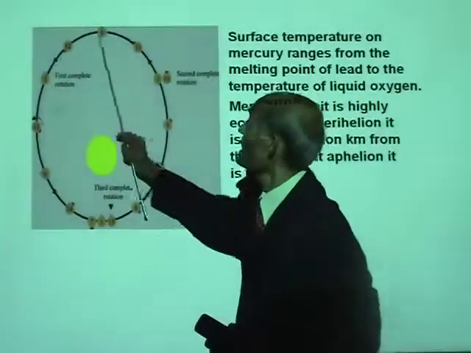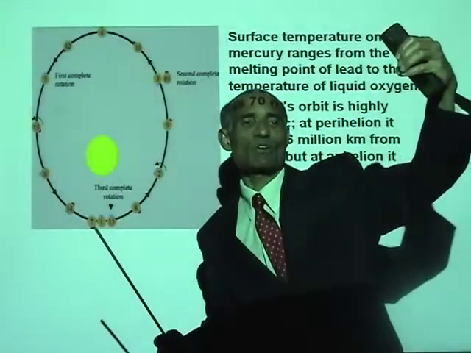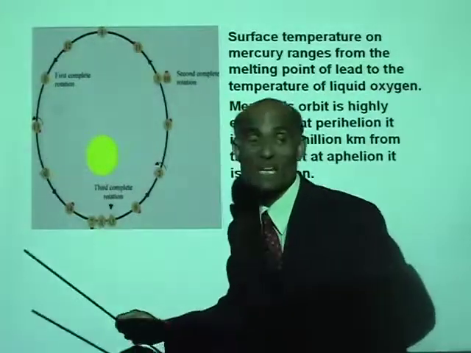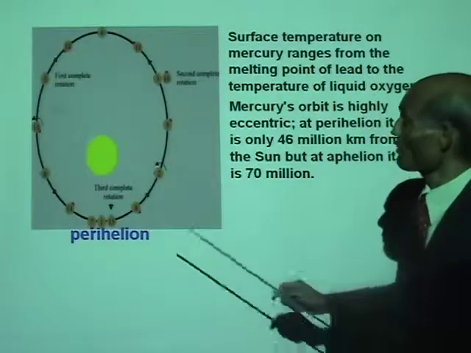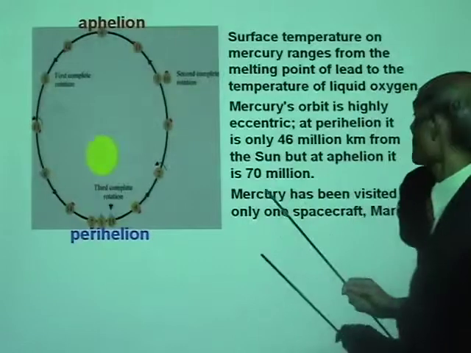So you can see the orbit of Mercury is much more elliptical than Earth's orbit. Its eccentricity is much more than the eccentricity of Earth's orbit. So that's the perihelion and that's the aphelion.